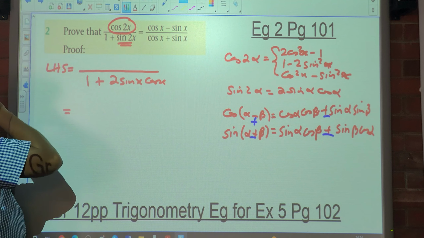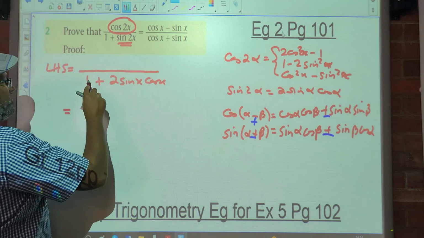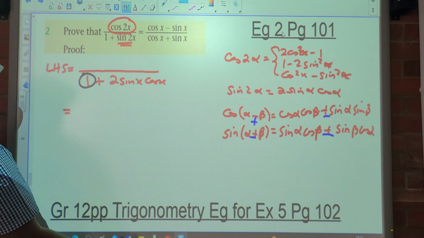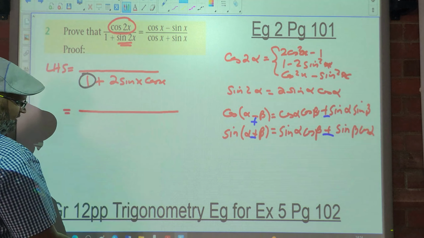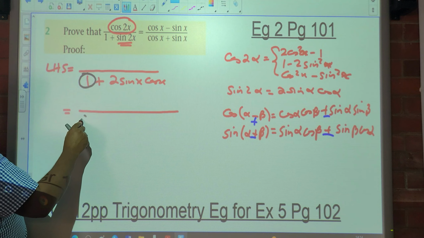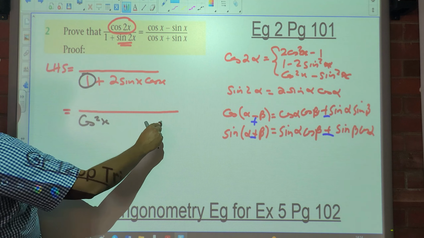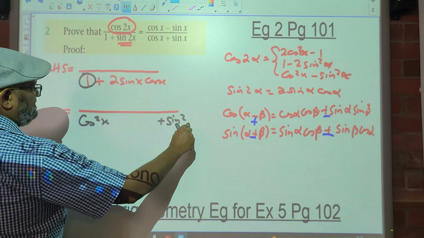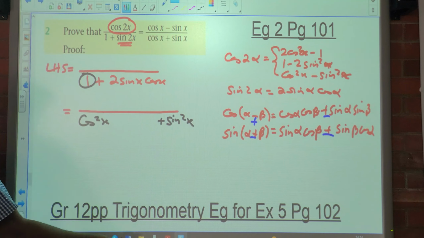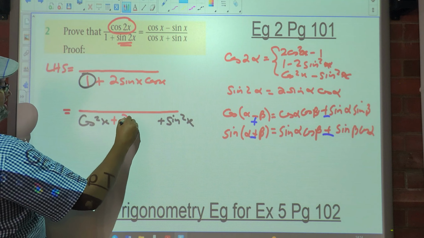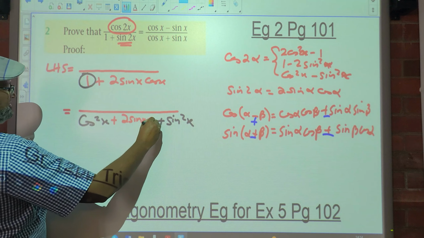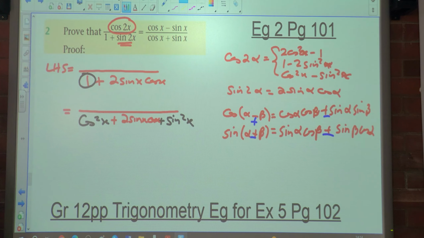However, the 1 can be written as? What can the 1 be written as? Cos squared x plus sin squared x. You all agree with that? Cos squared x plus sin squared x is 1, plus 2 sin x cos x. Why did I write it like that? So I can get a trinomial.